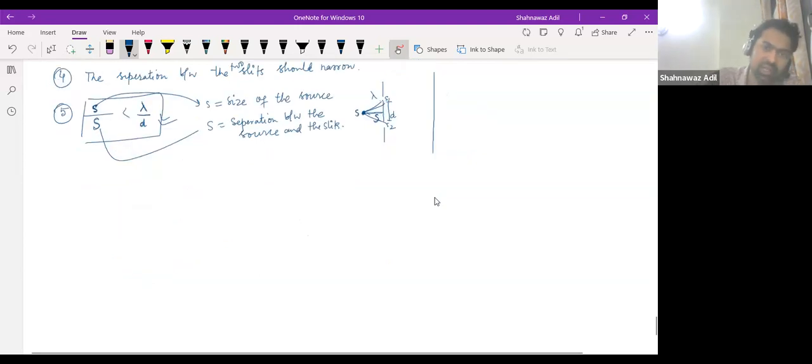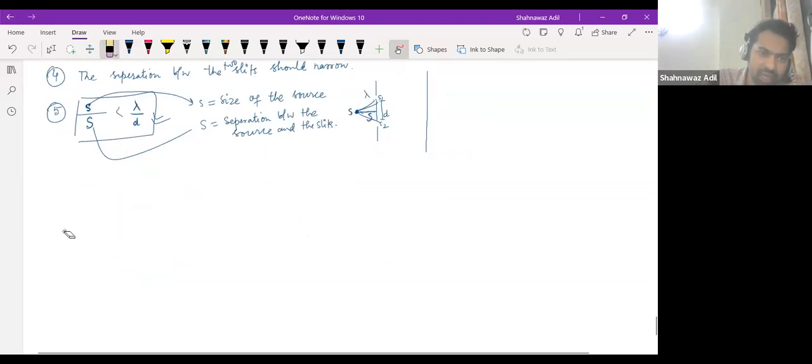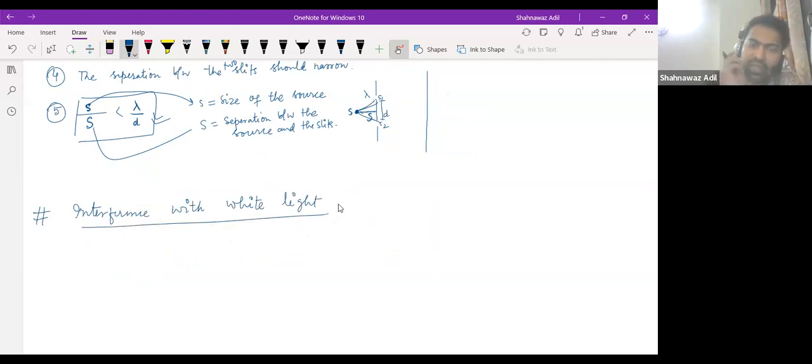So the next part is interference with white light, right? Interference with white light. And you guys already know, is white light monochromatic or not? Is white light monochromatic? Yes. White light is monochromatic.